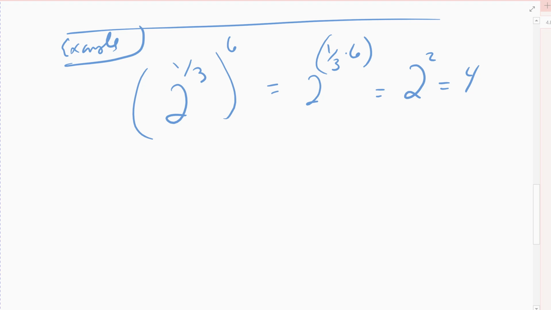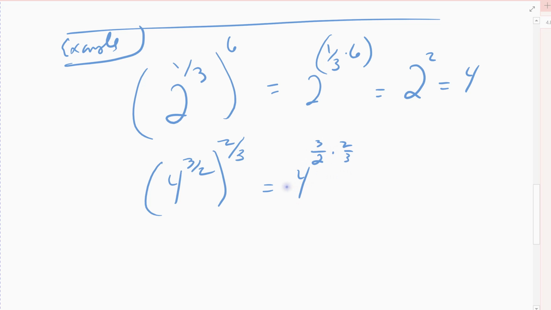And a lot of times we'll use this to solve expressions. I'm going to do another example. So 4 raised to the 3/2 raised to the 2/3. Right? 4 raised to the 3/2 to the 2/3. Well, it would be 4 raised to the 3/2 times 2/3.